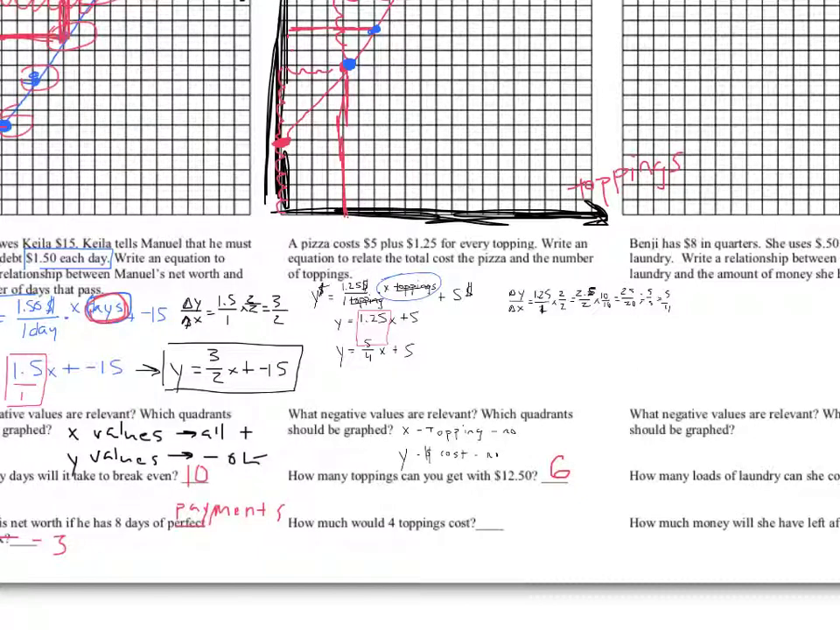How many dollars is it at 4 toppings? So a lot of you are busy trying to count it on my grid, which is going to be difficult to do. It'll be a whole lot easier if you actually have it graphed and you do it on your own grid, which is also more useful for you when you're checking your notes later.